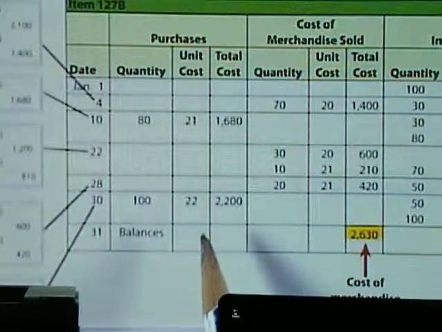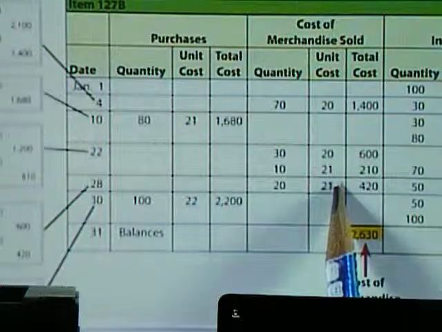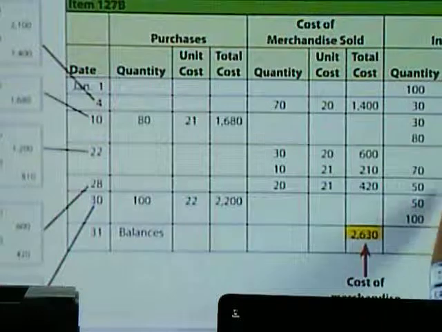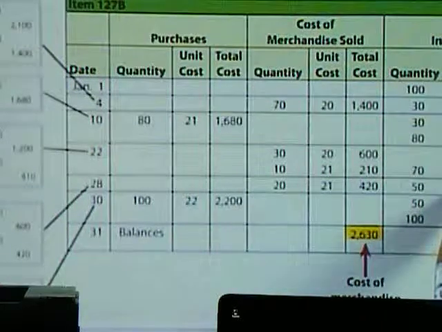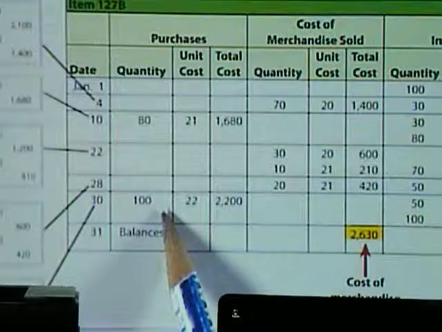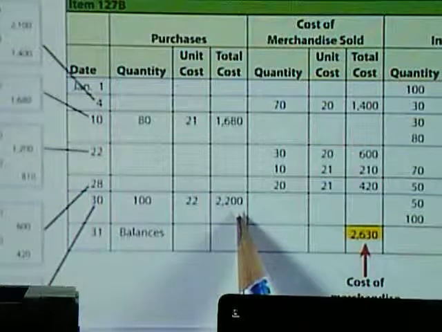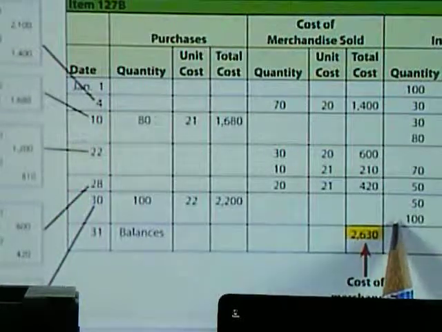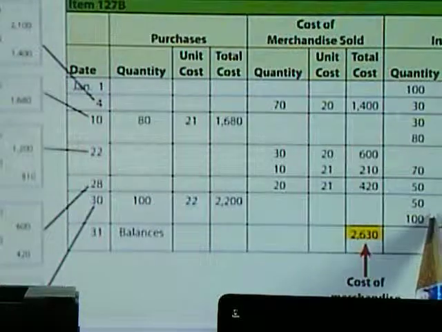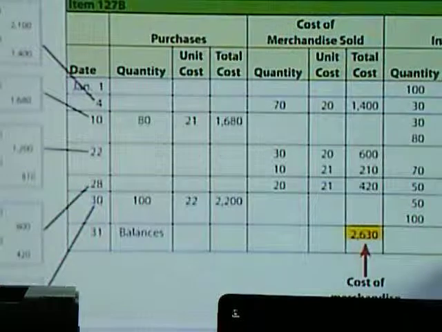On January 28th, we sold an additional 20 units. I pulled them from the $21 bin for a total of $420, leaving me with 50 units at $21 apiece. On January 30th, I bought 100 units. It cost me $22 each for a total of $2,200, and I added that into my inventory. I have 50 units at $21 apiece and 100 units at $22 apiece, for a total of $3,250 for ending inventory.